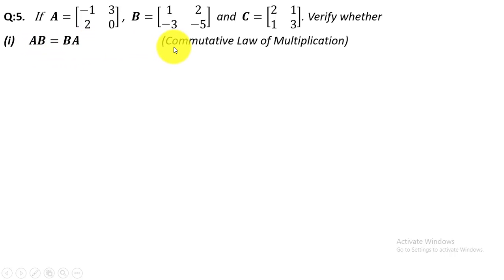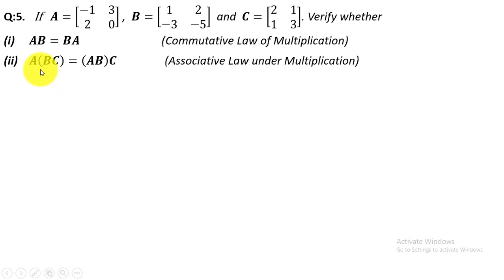In first, A times B is equal to B times A. This is called the commutative law of multiplication. In second, A times (B times C) is equal to (A times B) times C. This is called the associative law under multiplication.